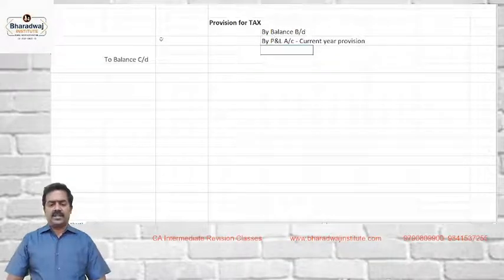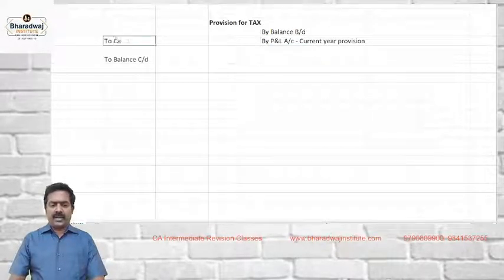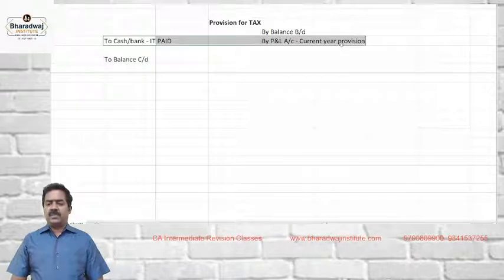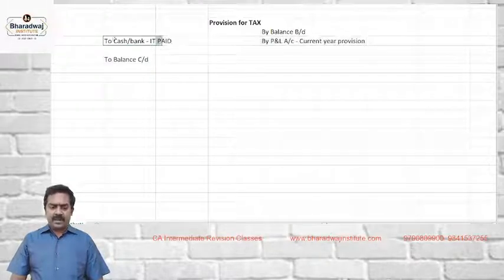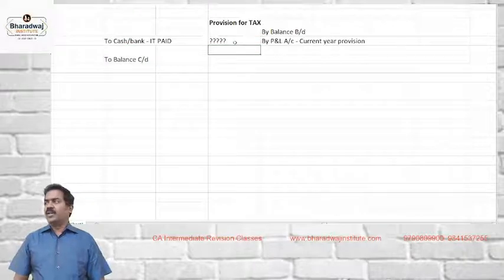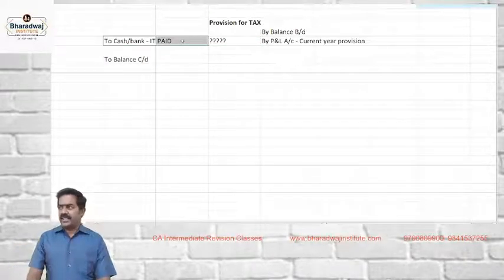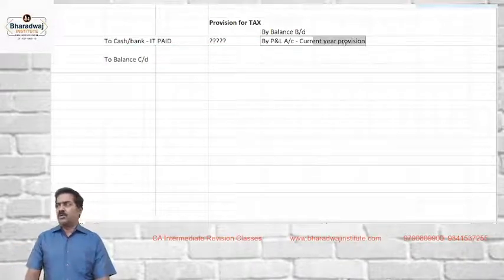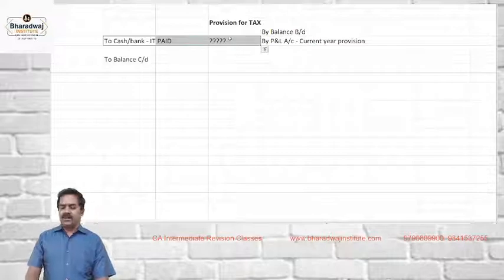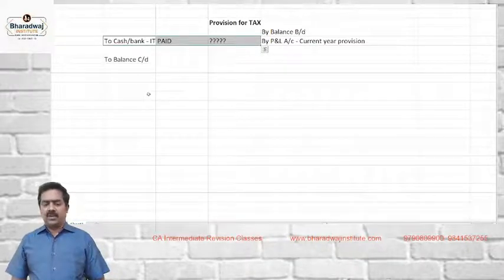If you tally the ledger, to cash or bank will give us income tax paid. Only this income tax paid will be taken as operating activity outflow. Some problems they will give you income tax paid, and based on that you have to work out the current year provision. Sometimes they will give you the current year provision, and based on that you have to work out income tax paid. Sometimes they go a little advanced also.